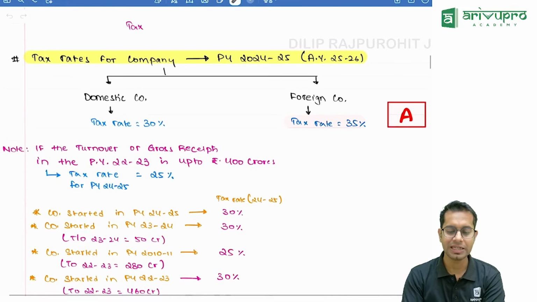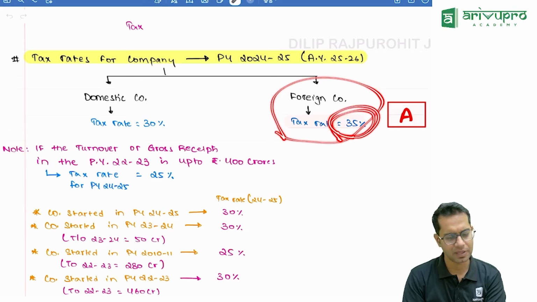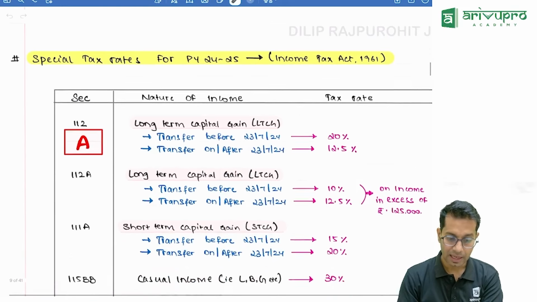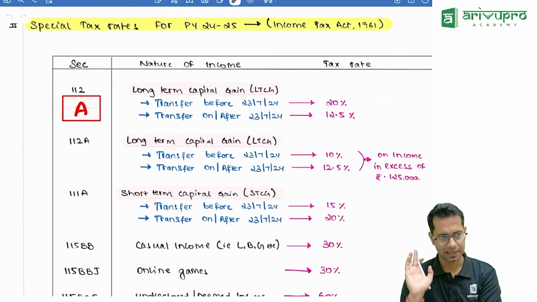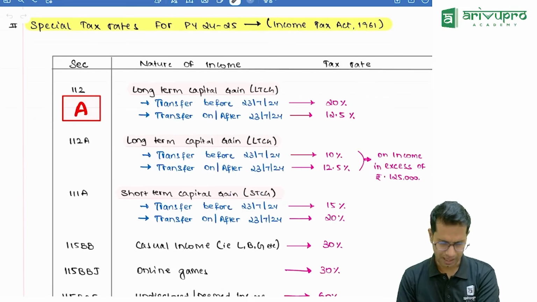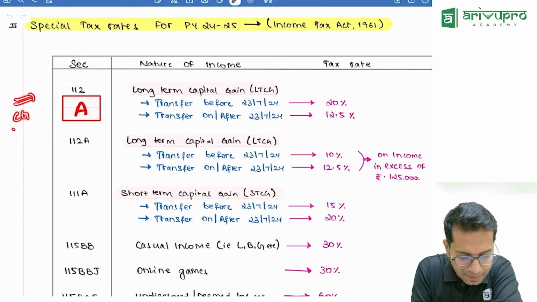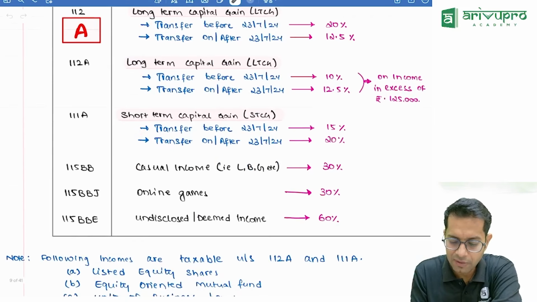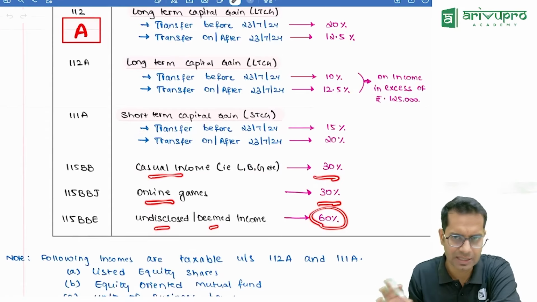Now there is a change in tax rates for foreign companies. Foreign company tax rate is 35%. Foreign company tax rate is what, sir? 35%. For domestic company, the tax rate is the same. Then there is a change in tax rates for capital gains, basically. Capital gain chapter, complete change in tax rate. We'll cover this in the capital gain chapter. Okay, there is a complete change in tax rates for capital gain. Apart from that, for casual income 30%, online games 30%, and undisclosed income it is 60%.